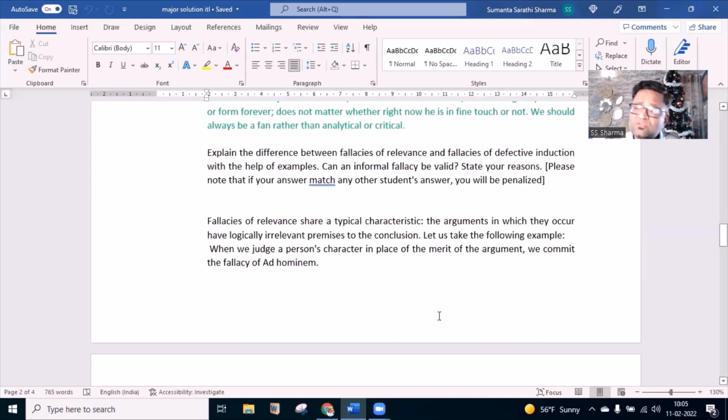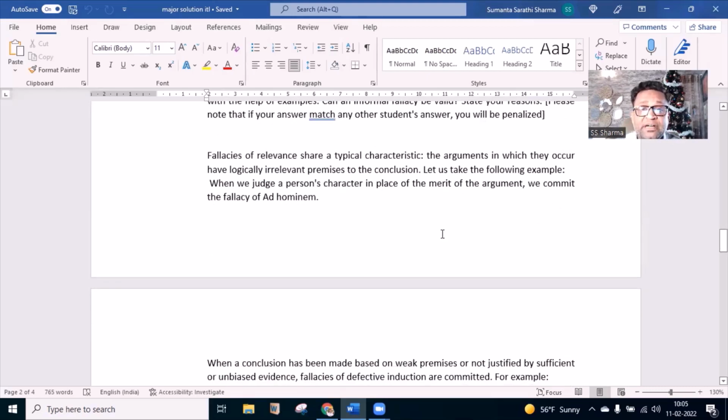Next question is also about fallacy. I am taking it over here. I have jumbled the questions a little bit. Explain the difference between fallacies of relevance and fallacies of defective induction with the help of examples. Can an informal fallacy be valid? State your reason. So this question is something where everybody has to be very, very different. In the above questions, there can be people who will be writing the same kind of answers and so on. But in this question, it has to be absolutely different.